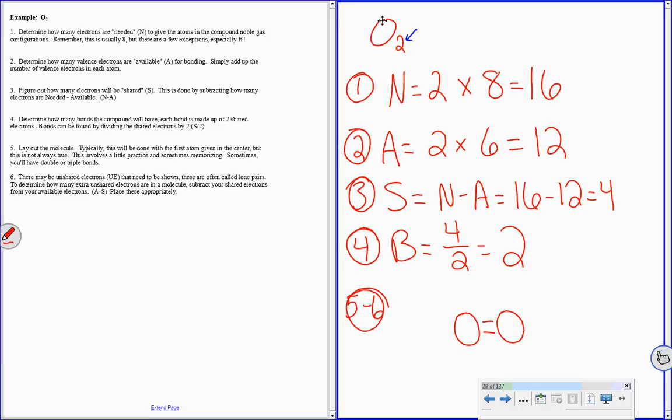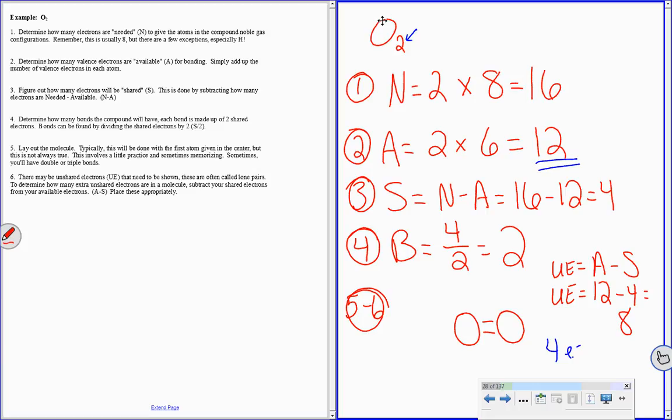The last thing I need to ask is, do I have any unshared electrons, which I'll call UE. Unshared electrons are found by doing your available minus your shared. Right now in this picture we have drawn 4 electrons in that double bond, but our available number of electrons is 12, so we actually have to show 12 electrons. Unshared electrons are the paired electrons hanging outside of the bonds. My available is 12 minus my shared, which is 4, so I'm going to have a total of 8 unshared electrons.